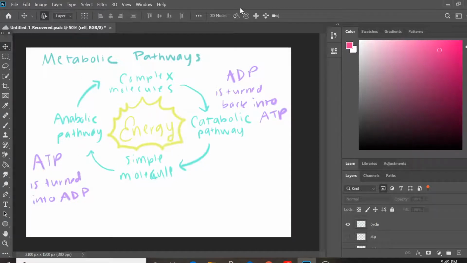There's energy in the middle because that's what fuels the whole cycle. So to be able to get from a complex molecule to a simple molecule, you need to undergo a catabolic pathway or reaction. During one of these reactions, ADP is turned back into ATP because, again, it's an exergonic reaction. Now, to be able to get a simple molecule back into a complex molecule, you're going to have that dehydration synthesis that's involved in the anabolic pathway. ATP is turned back into ADP. So you can see how this all kind of connects here within the diagram.